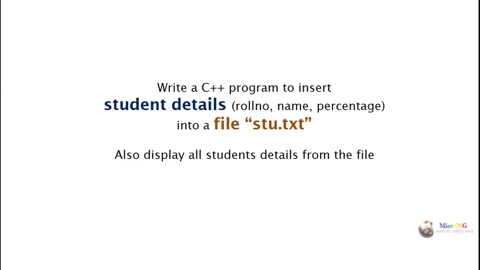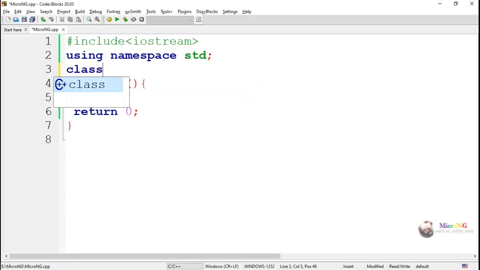This is a C++ program to insert the student details with roll number, name and percentage into a file stu.txt, and then display all the student details from the file. So first we need to write the details of a student into a file, then after that we need to perform the reading operations from the file.